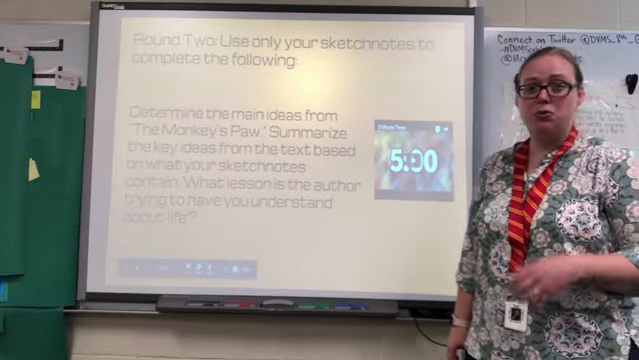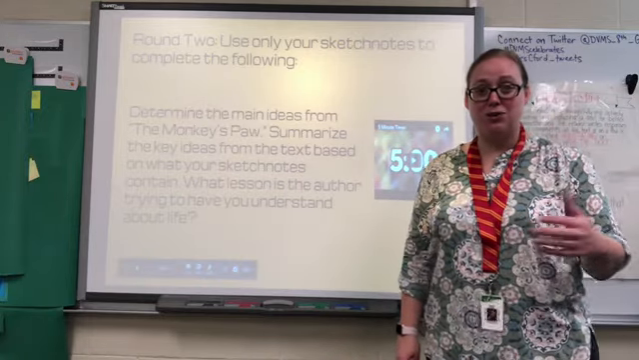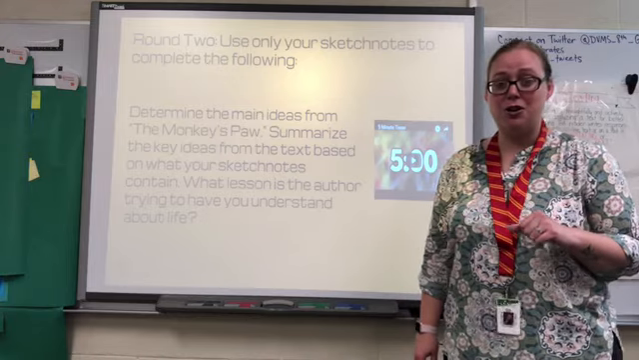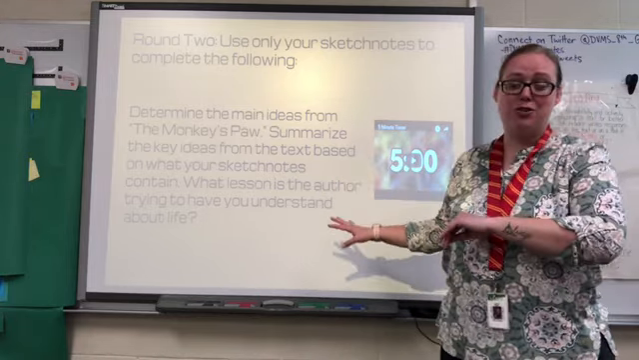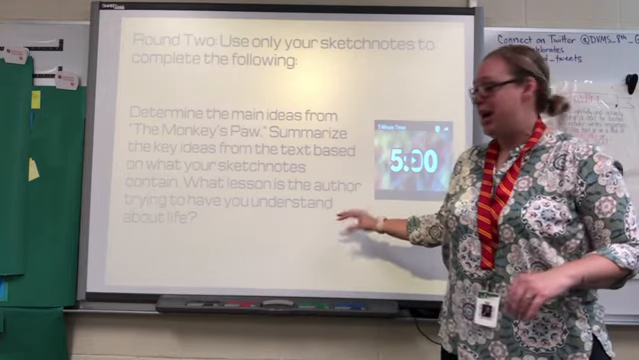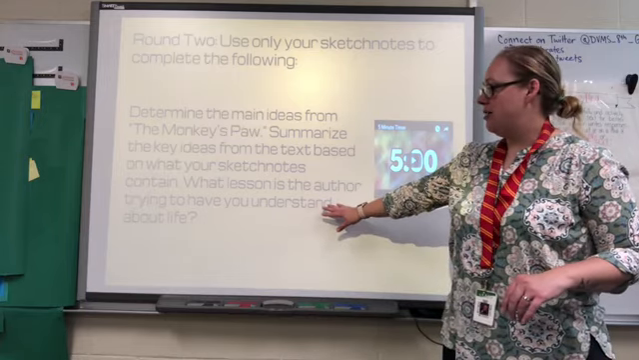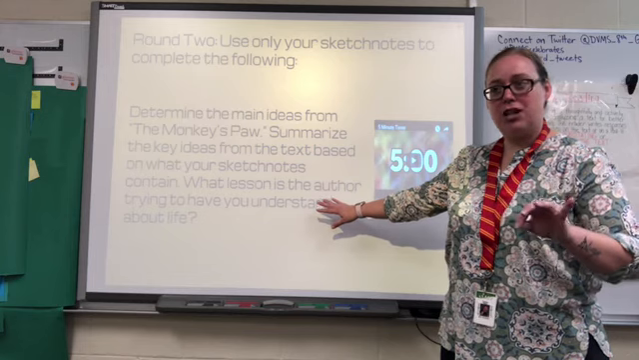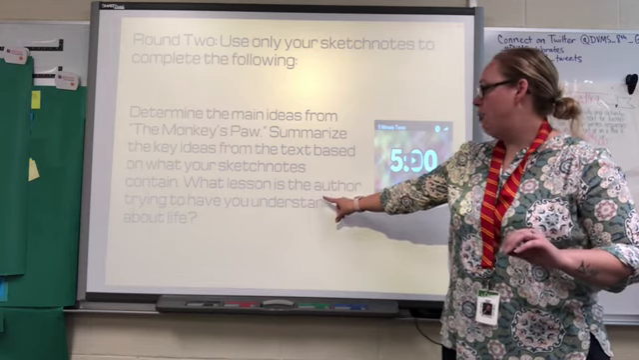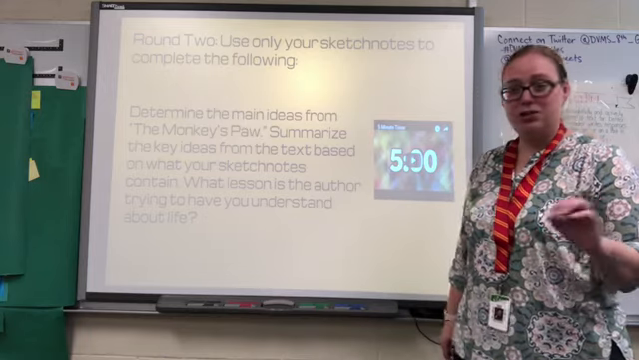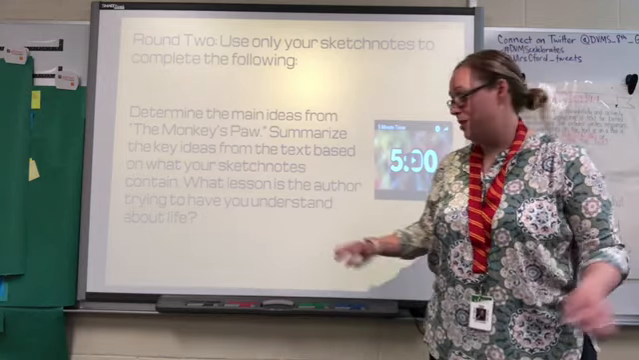Then the second round, we do sketch notes as our form of note-taking. So throughout the story, they had to keep a sketch note for the story. They have to pull it back out now, and using only the sketch note, summarize the story. And then by marking with a star or circling on their sketch note, they have to show the ideas that help them answer this part. What lesson is the author trying to have you understand about life? Again, all in 5 minutes.